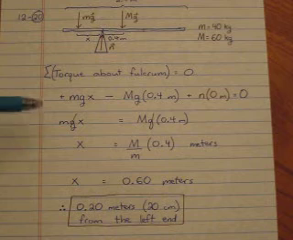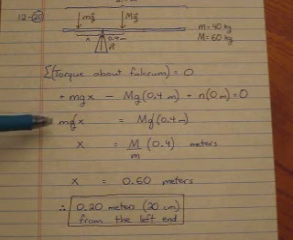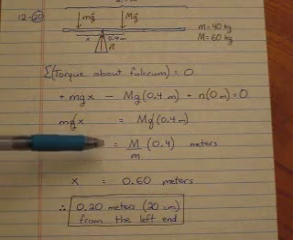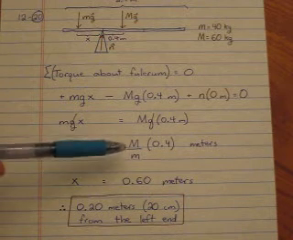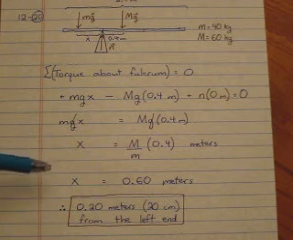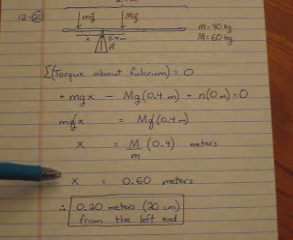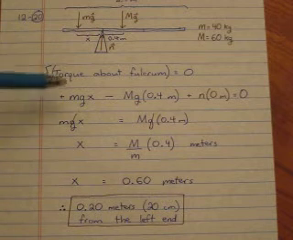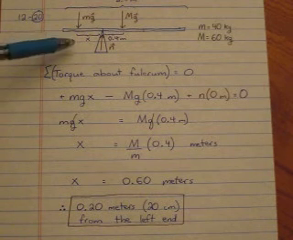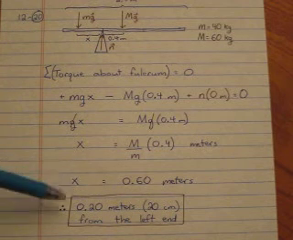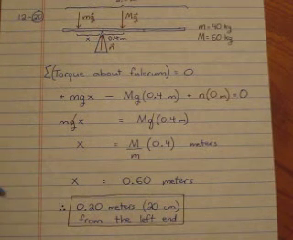Take this equation, first of all, g divides out, and we can solve for x. x equals the ratio of the masses between the board and the child times 0.4 meters, and x equals 0.60 meters. So the child needs to sit 0.60 meters, or 60 centimeters, from the fulcrum, which is 20 centimeters from the left end.